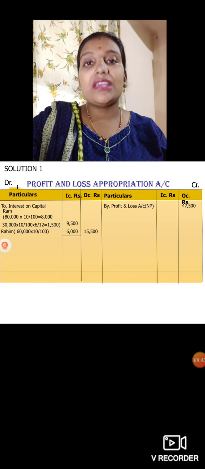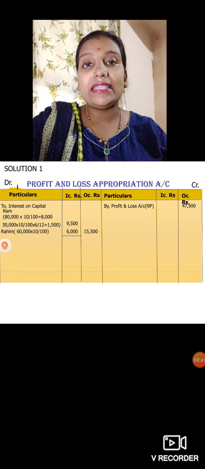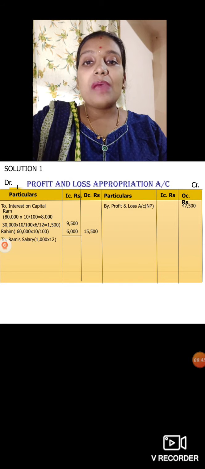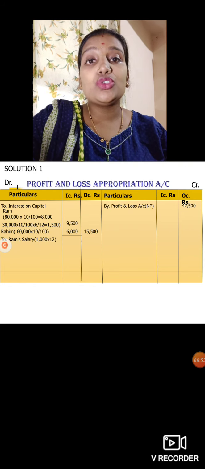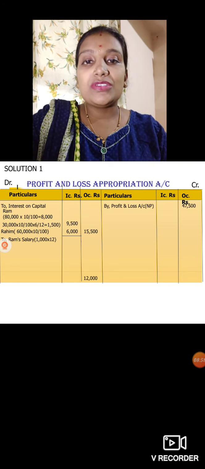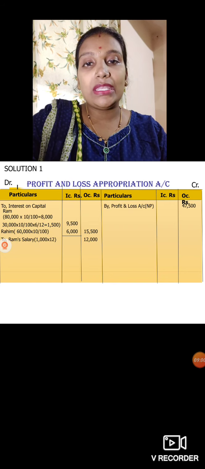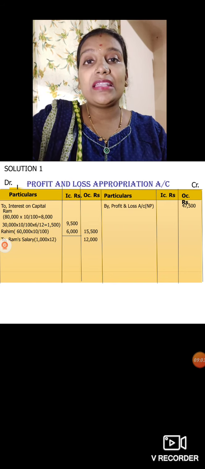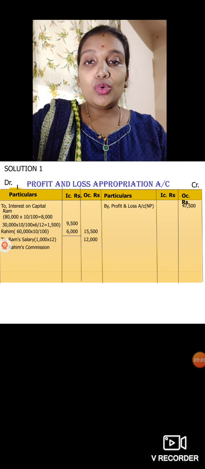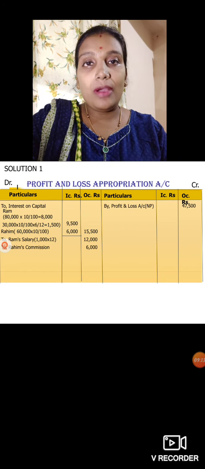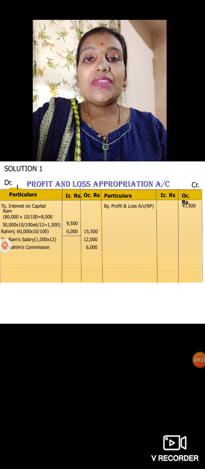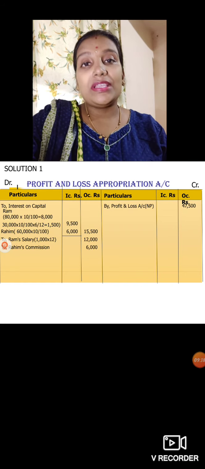Next we check whether any partner is entitled to a salary. Ram is entitled to a salary of rupees 1,000 per month, so Ram's salary is 1,000 into 12 months, which is 12,000 for 1 year. Then Rahim is entitled to a commission, so Rahim's commission of 6,000 we write directly, because it is 6,000 per annum, not per month.